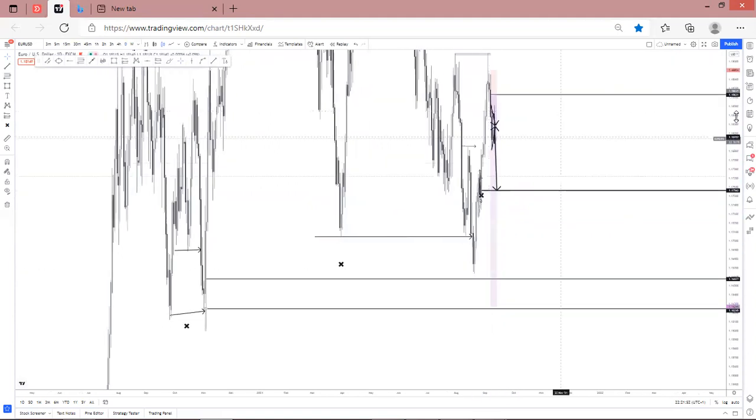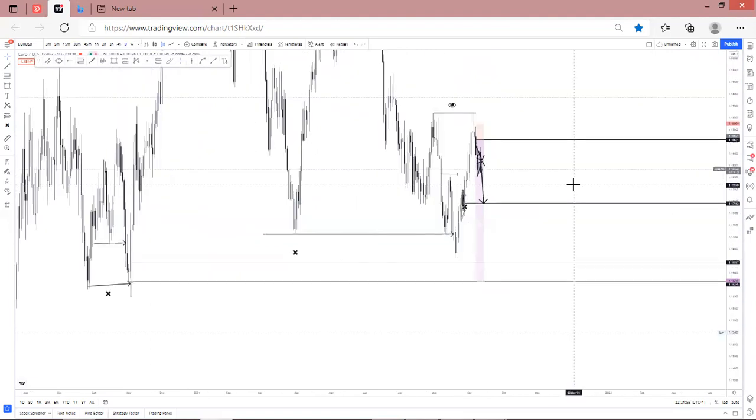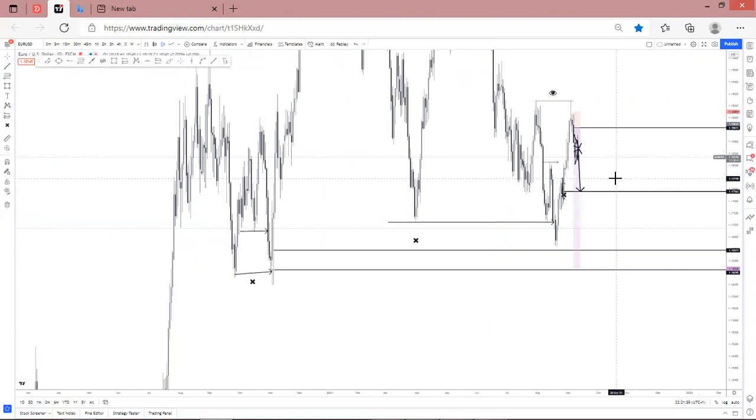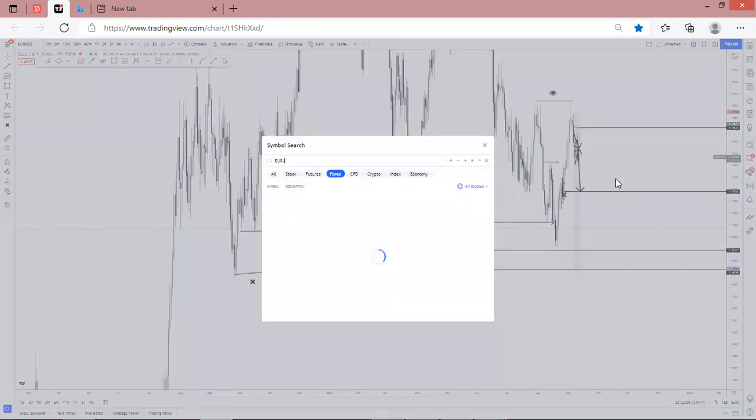The market has a say of itself. We don't predict the market. We are only going to react to what the market gives, and then we are going to move. So I'll be looking at Euro JPY as our next pair.